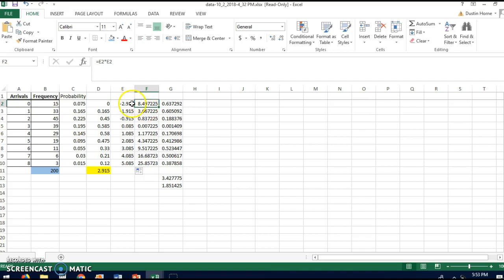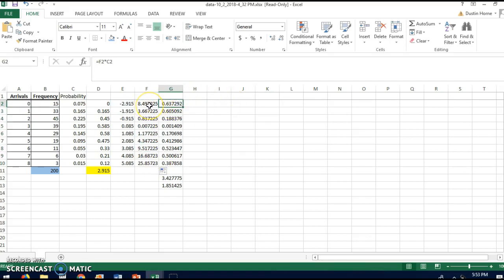So you could put this in the calculator. You could just do equals the cell that you want times the cell again. And then to square the rest of them, just copy the formula down like that.